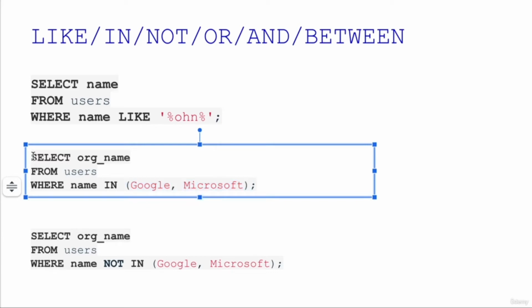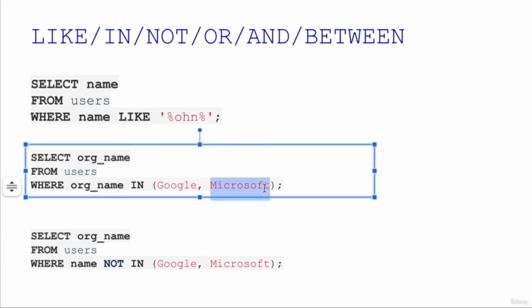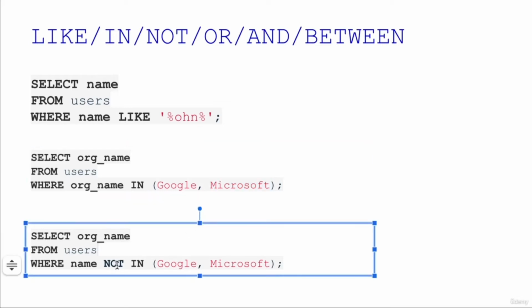So this will be searching for all the organizations where the name is either Google or Microsoft. So we are just searching for the org names, seeing if there are any org names that have Google and Microsoft. And also this is searching the org names. We're also searching org names: select all the org names which are not Google and Microsoft.